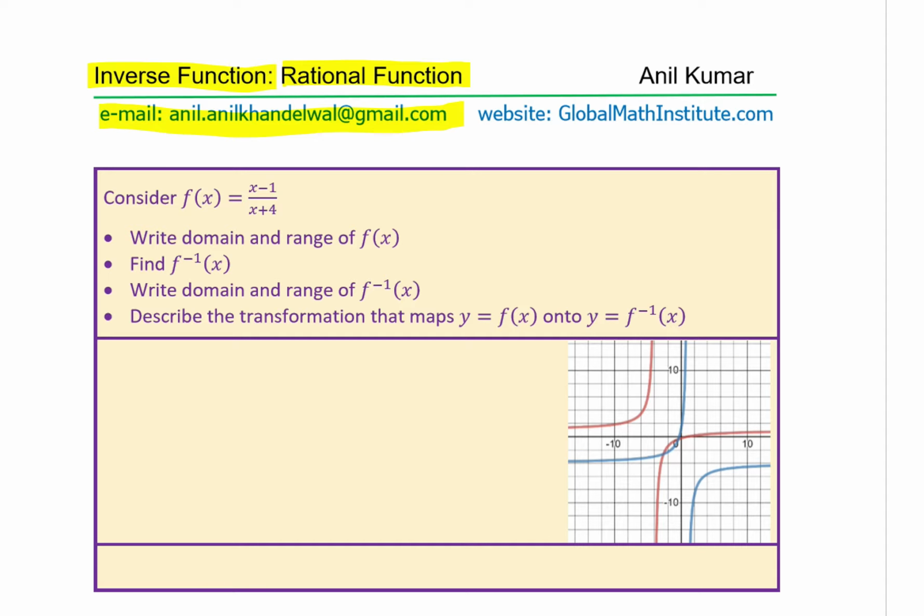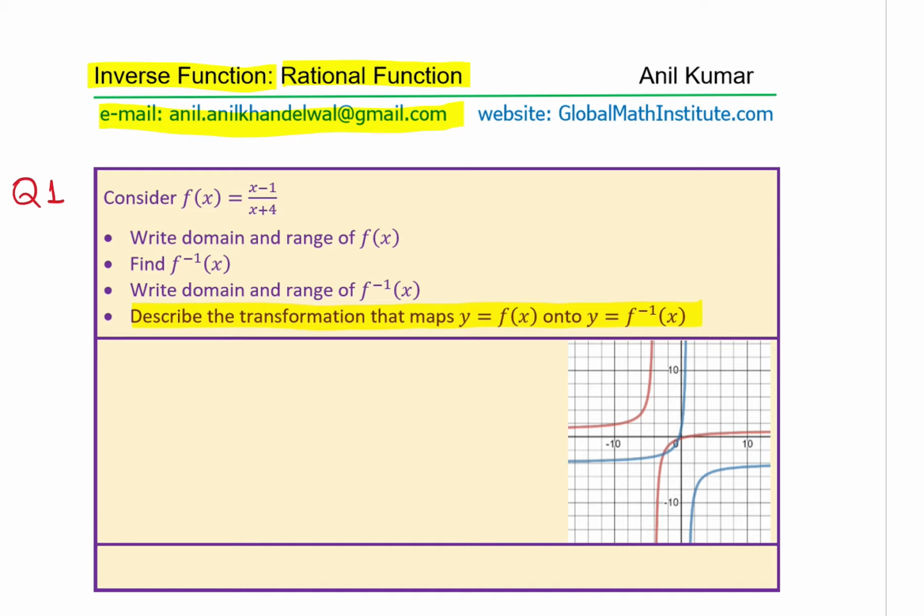Question number one, let me write down here. Consider the function f of x equals to x minus 1 over x plus 4. You need to write domain and range of the function. You need to find the inverse of this function, write domain and range of the inverse function, and describe the transformation that maps the function onto its inverse function. So the last part is very difficult. How do we describe the transformation from the function to its inverse function, right? That is the critical thing which we are going to understand in this particular video.